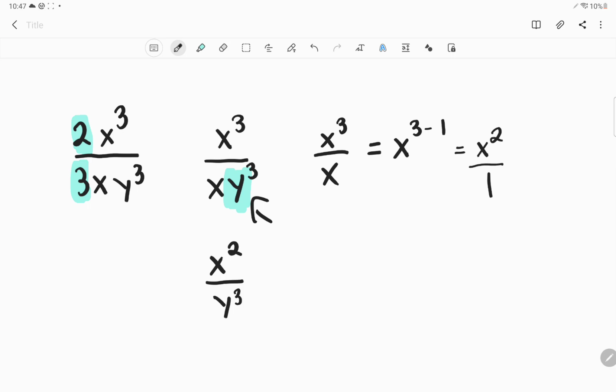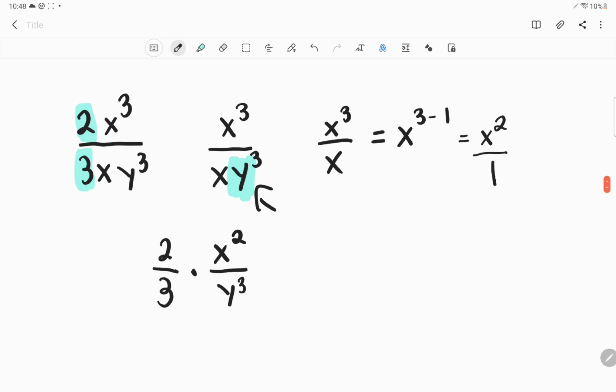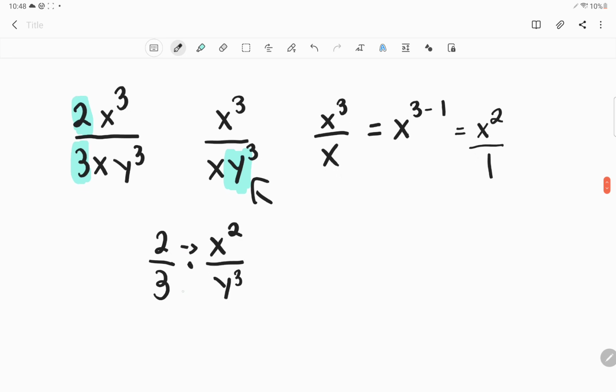Now, what else are we missing? We're missing our fraction, which is 2 over 3. And we're just going to multiply across. So I'm going to get 2x squared over 3y cubed. And that's going to be my answer.